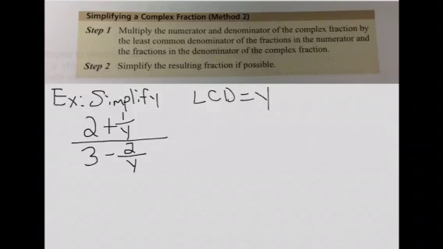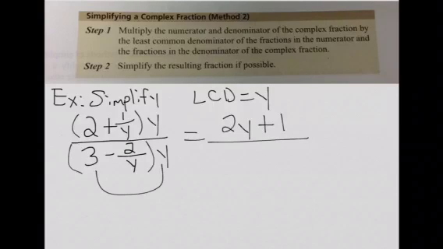It's just y, and so now step one says once you find that LCD, you want to multiply everything by that. So I'm going to multiply this whole top one by y. I'm going to multiply this whole bottom one by y. And so when I do that, we've got to distribute. So 2 times y is just 2y. Well, 1 over y times y, the y's cancel, just leaves me with 1. And then on the bottom, y times 3 is 3y. And then again, the 2 over y times y, the y's cancel just like they did up here. And so we're just left with the minus 2 there.